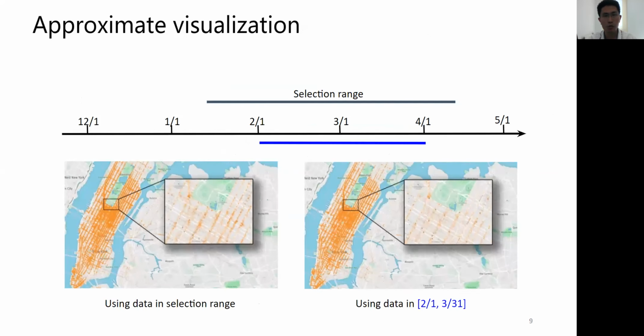The first technique is to provide approximate visualizations. For example, the left figure was using data in the whole selection range, and the right figure was using data in February and March. We can see that these two figures are very close, even in the zoomed-in region.